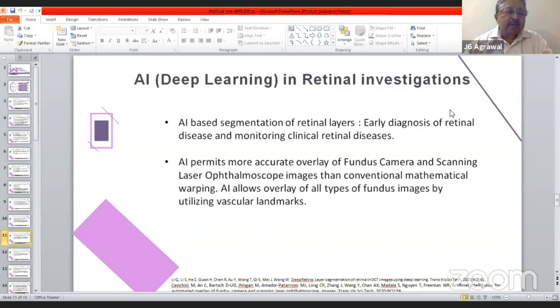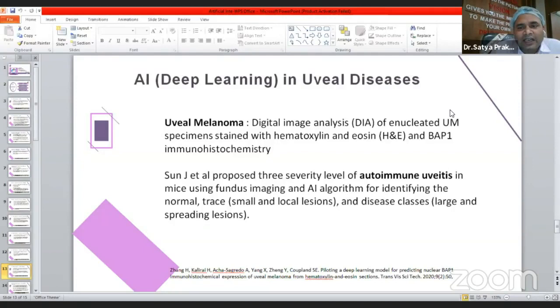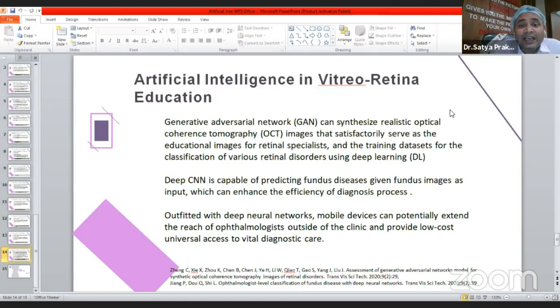So retinal hemorrhage can be a sign of many ocular and systemic disorders, and as a screening tool, an automated system based on wide field fundus images may aid early diagnosis and management of retinal hemorrhage related to retinal and systemic disease, allowing timely referral. AI can also be used to predict uveal melanoma using a digital image system. And AI can be used very well in cases of vitreoretinal conditions, like deep CNN, and these, all outfitted with deep neural networks on mobile devices, can potentially extend the reach of ophthalmologists outside the clinic and provide low cost universal access to vital diagnostic care.